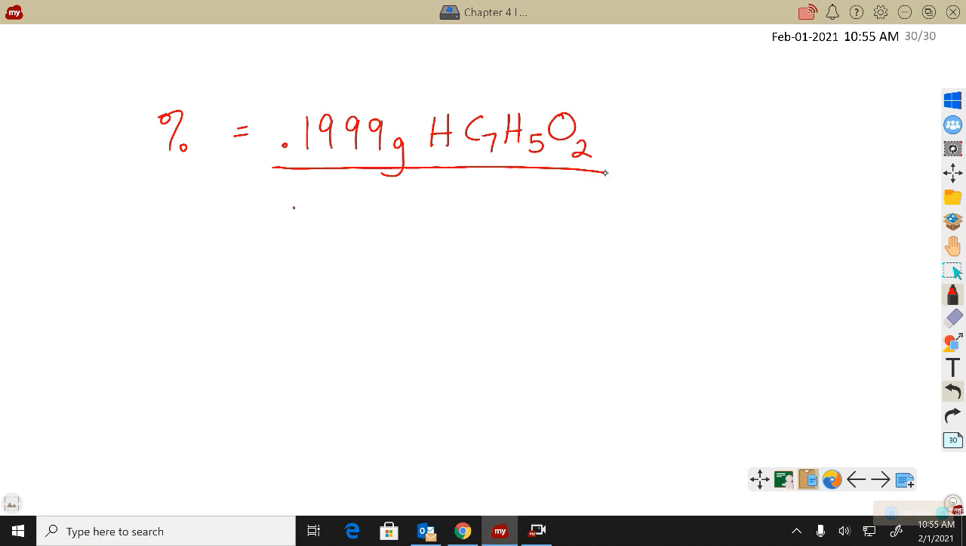There it is, 0.3518 grams of the, I'll say, waste mixture. And then we'd multiply it by 100 to get a percent. Oh, that's not bad, huh? I'd be looking at about, I'll say, 56.83%.